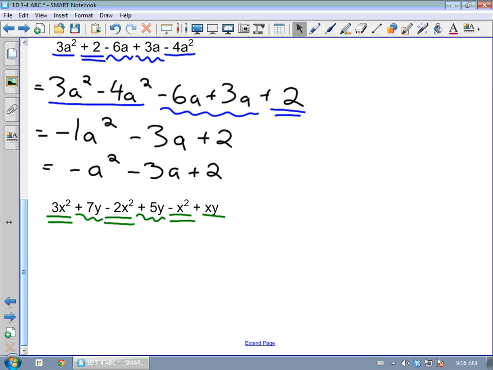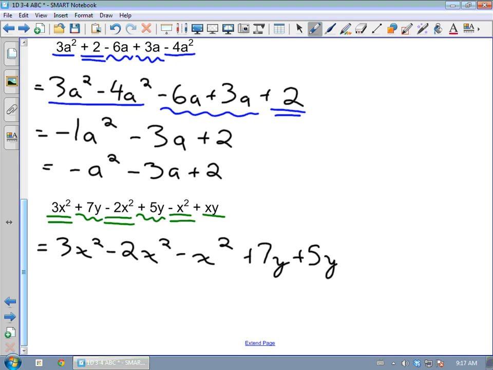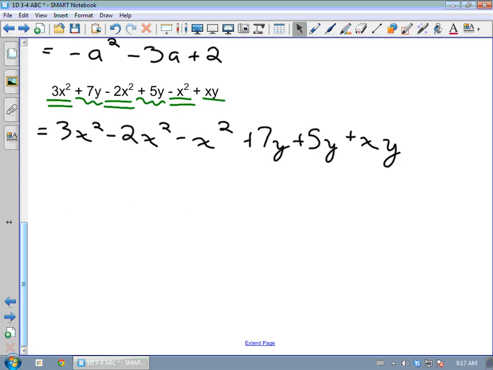Okay, I'm going to rearrange this now to put my like terms next to each other. And when we say collecting like terms, this is what we mean by collecting like terms, is moving these terms together so that they're next to each other, like terms. So 3x squared, I'm going to move the negative 2x squared, and I'm going to move the negative x squared, so they're all next to each other. Then I'm going to have my plus 7y, my plus 5y, and my plus xy. Okay. So we've got all of these like terms that are right next to each other.